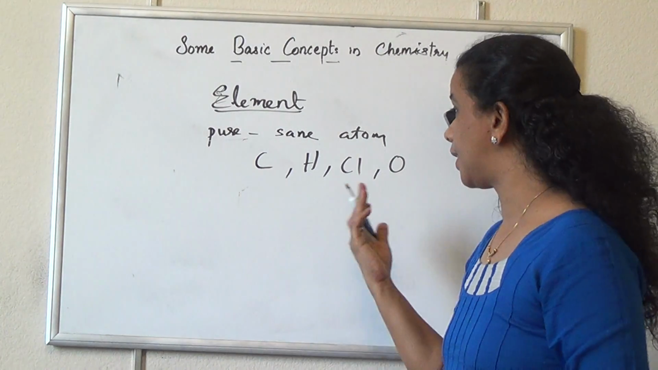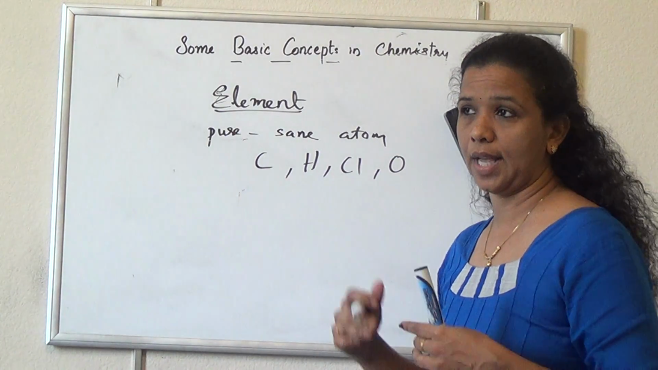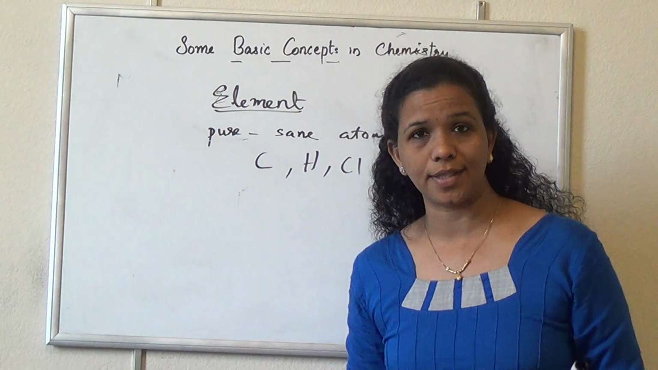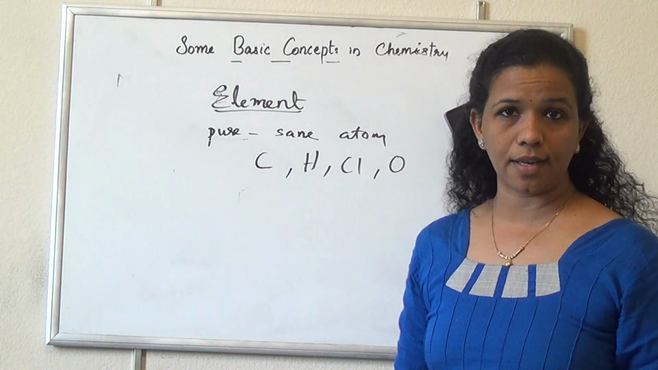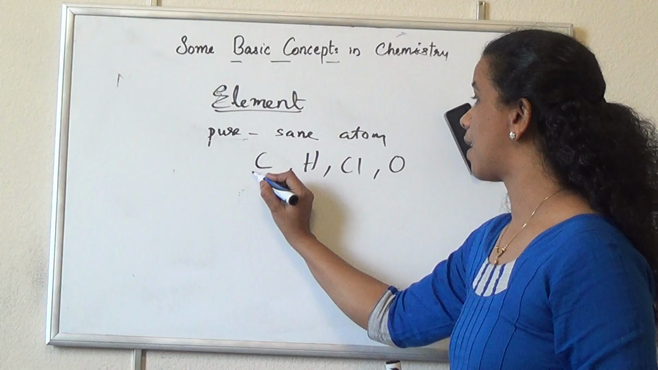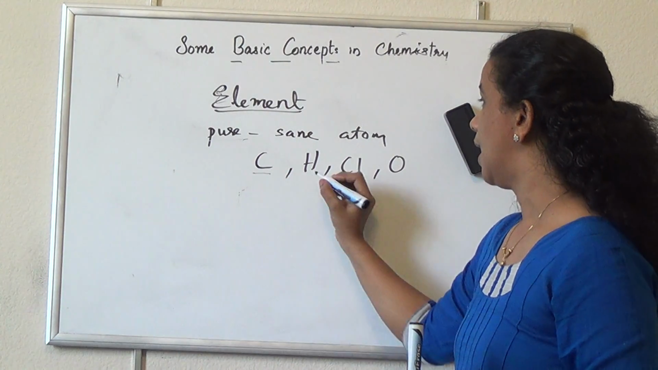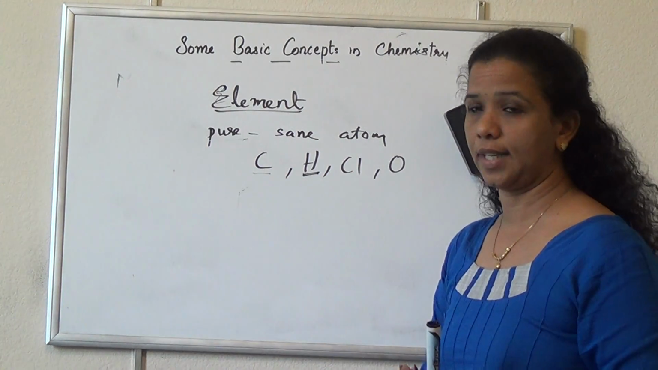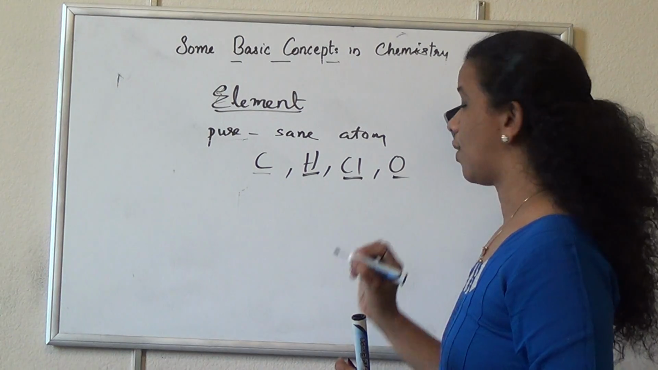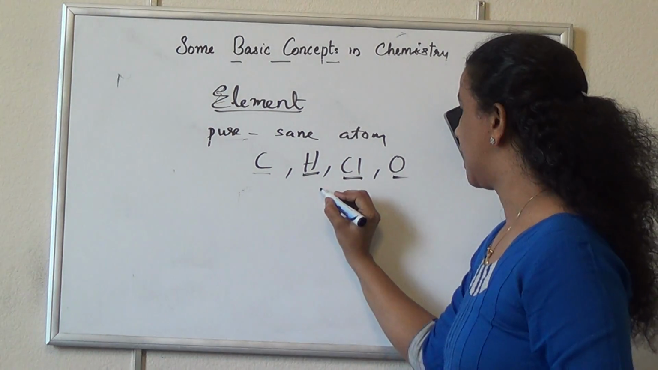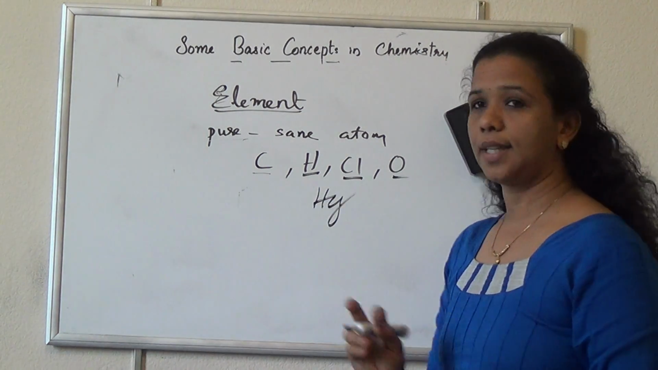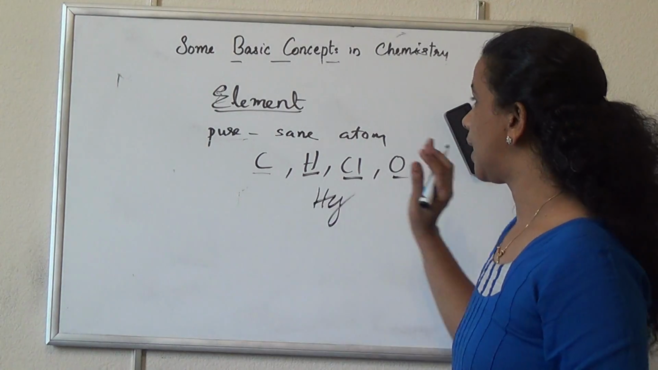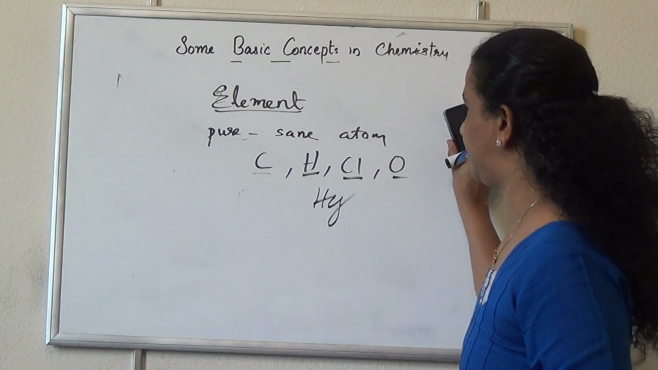There are different types of elements. Some exist in solid state, some in liquid state and some in gaseous state. For example, carbon exists in solid state and hydrogen exists in gaseous state. Chlorine and oxygen all exist in gaseous state. Then mercury exists in liquid state. So these are the examples of elements.